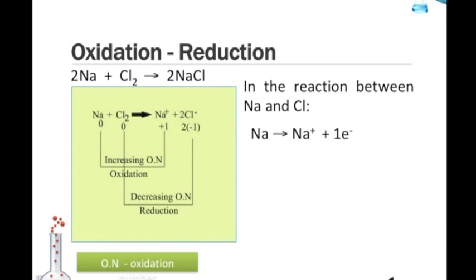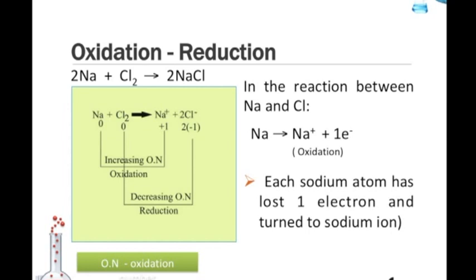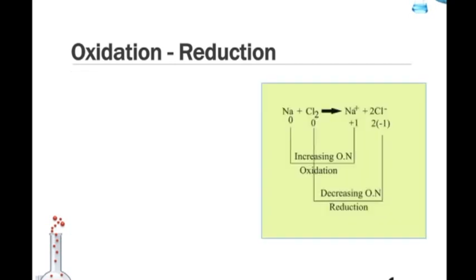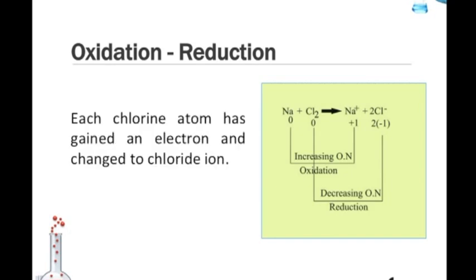Said again, the sodium in this reaction has gone from neutral sodium to sodium plus, and it has lost 1 electron. This is called oxidation. Each sodium atom has lost 1 electron, which is turned into a sodium ion. In this reaction, the chlorine plus 2 electrons yields chloride ion. Each chlorine atom has gained an electron and changed to a chloride ion.